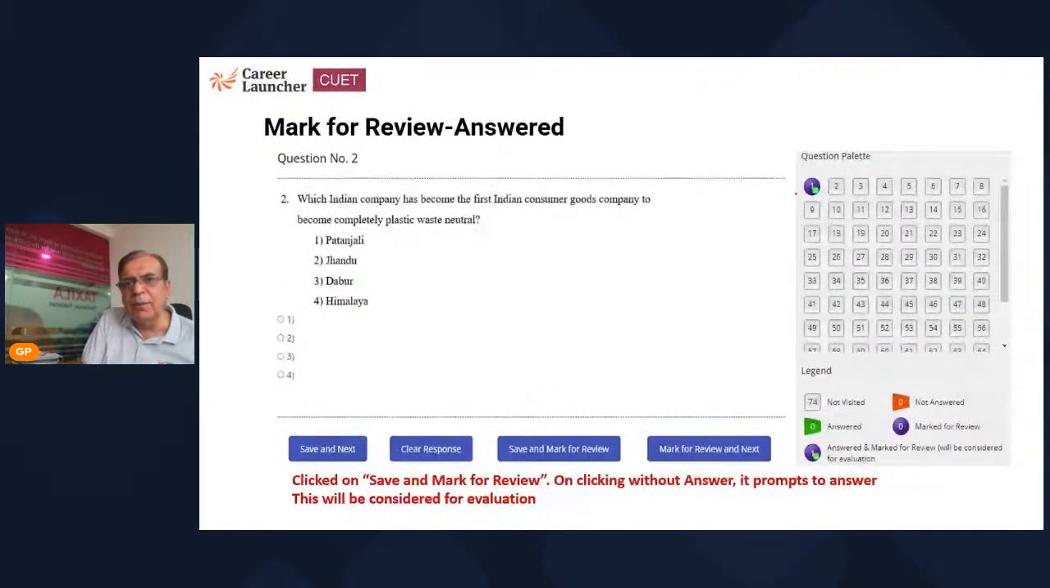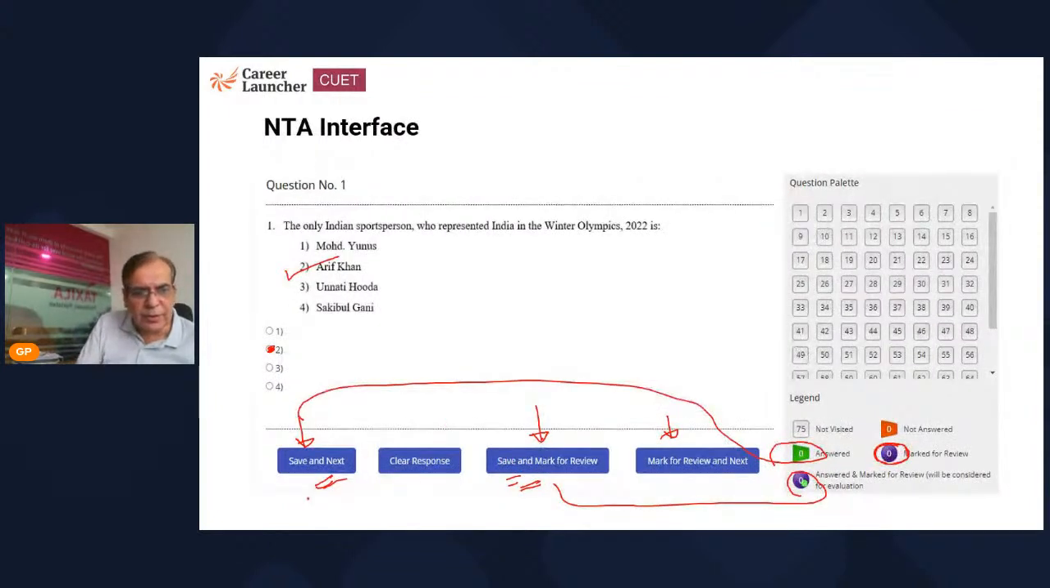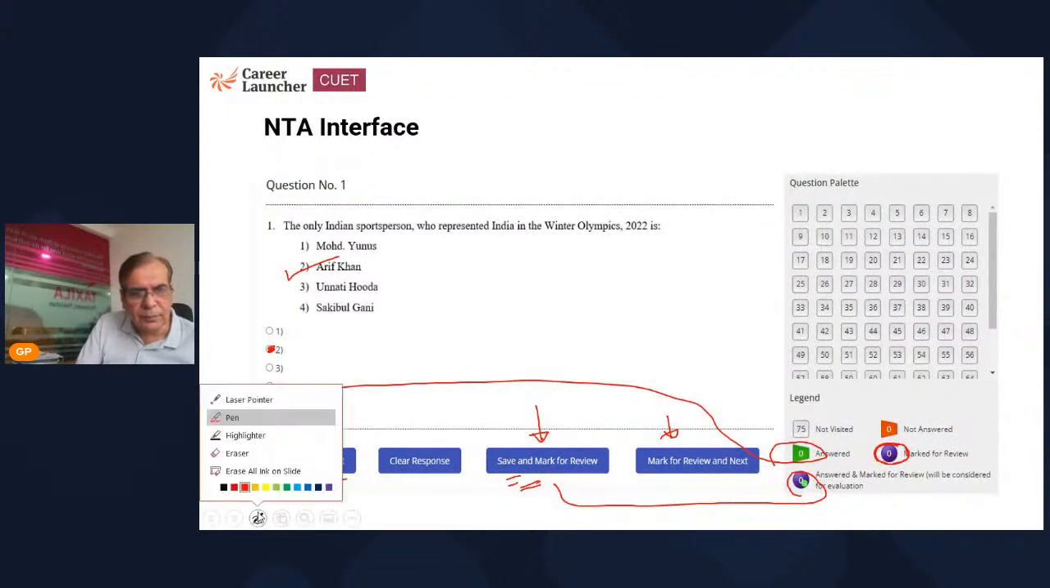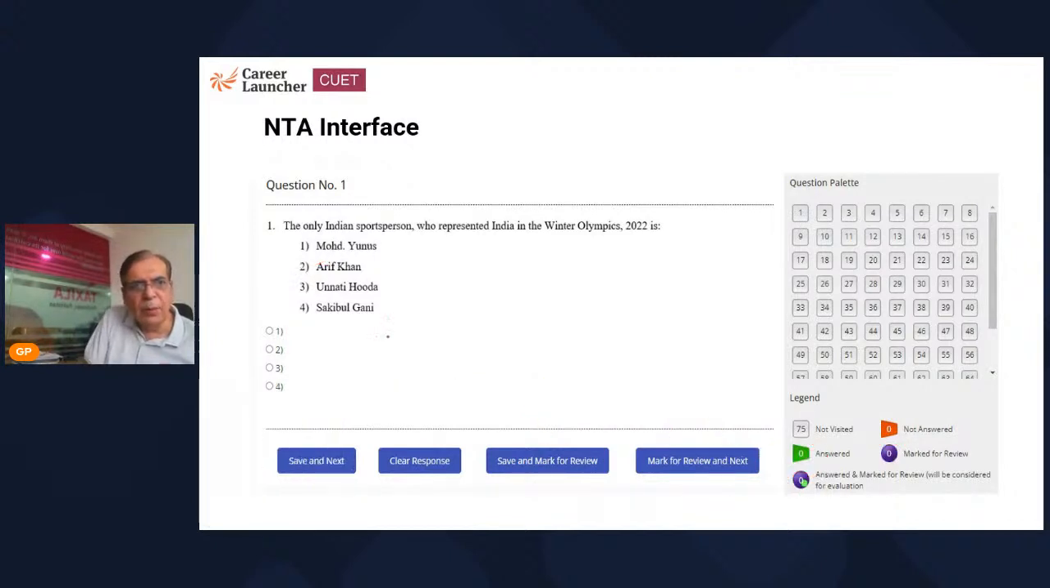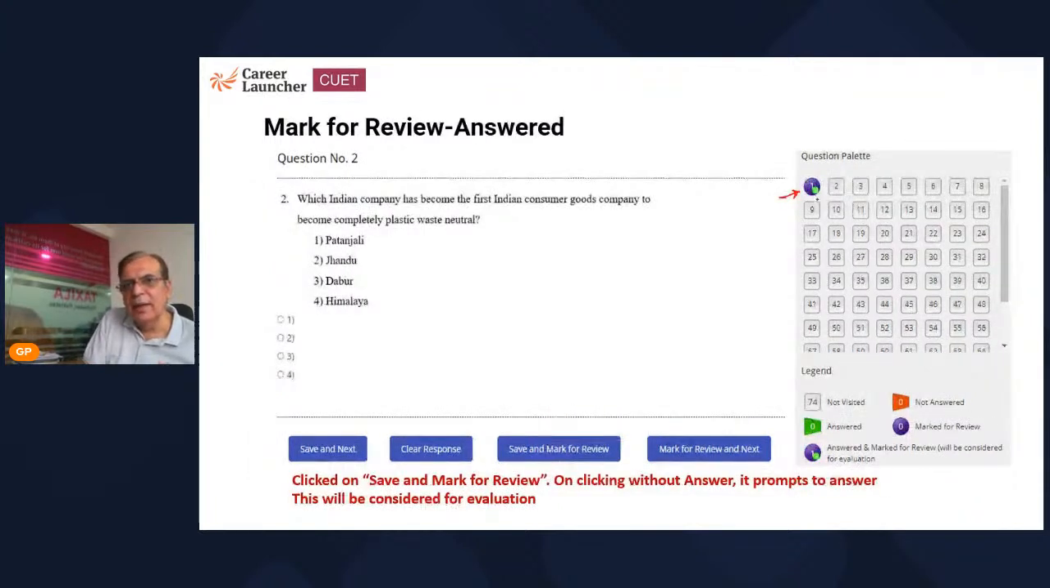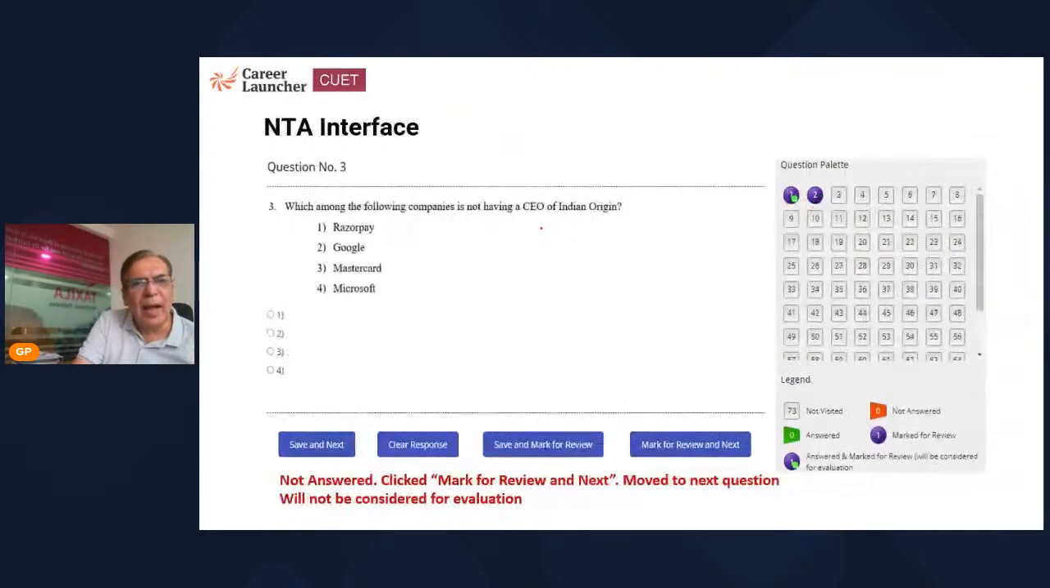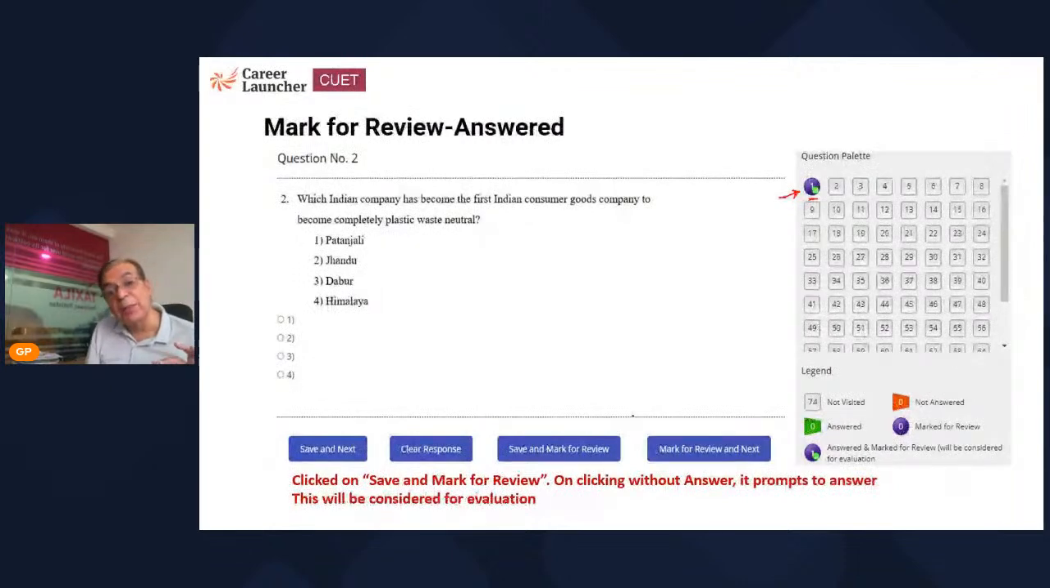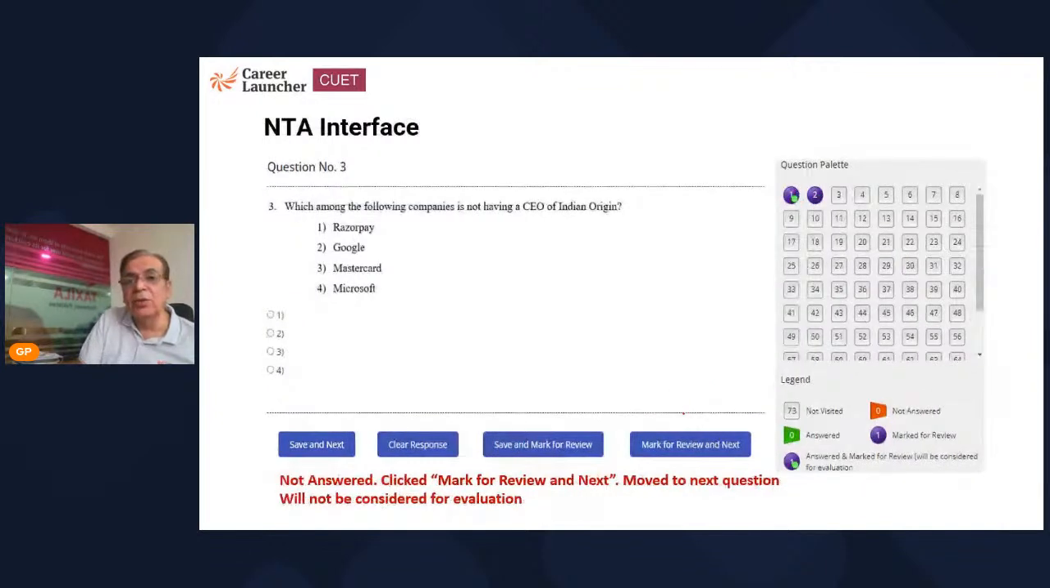So assuming the first question I did mark for review, first question, let me just erase this part. Okay, supposing I marked this answer and I did this, you will see this symbol. Okay? It will be considered for review. Okay? Next question, which company, okay, whatever it is, let's say हमें आंसर नहीं मालूम है और हम बाद में आके देखना चाहते हैं इसको, तो mark for review and next. Now this question, question 1 will be considered for evaluation.